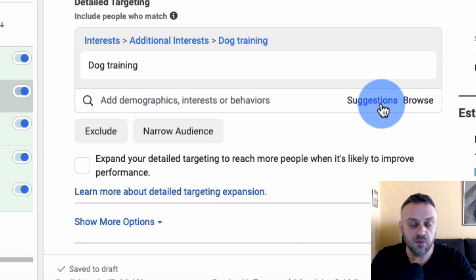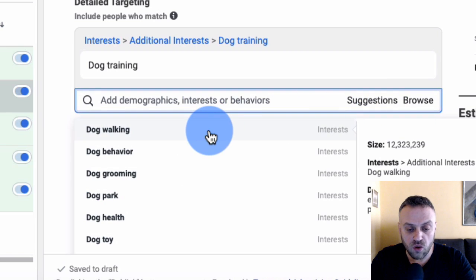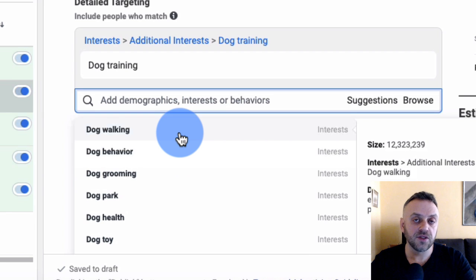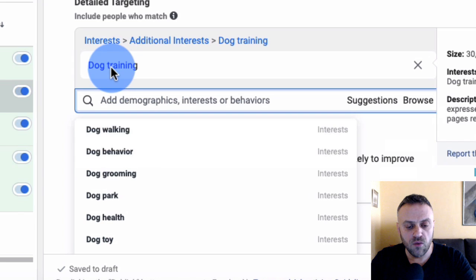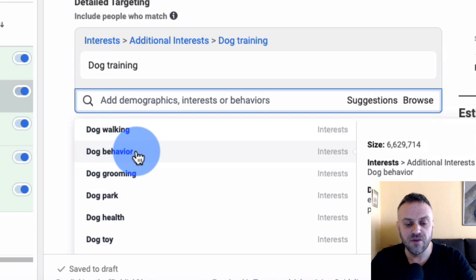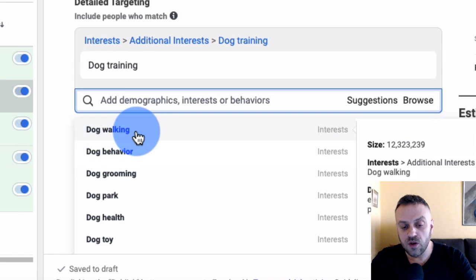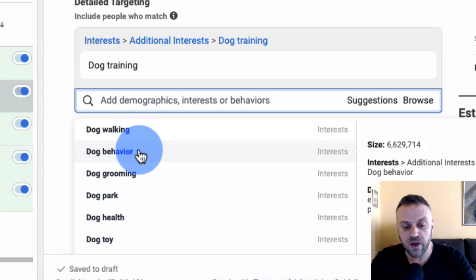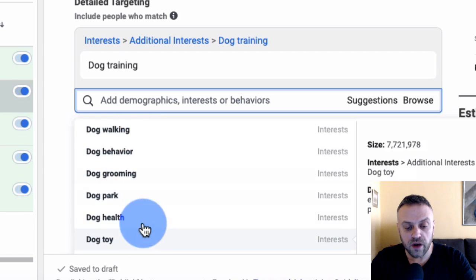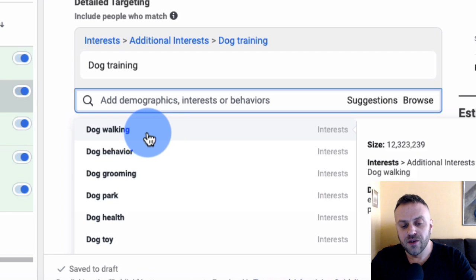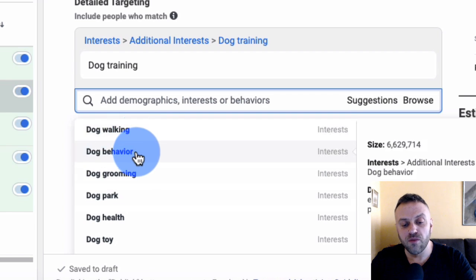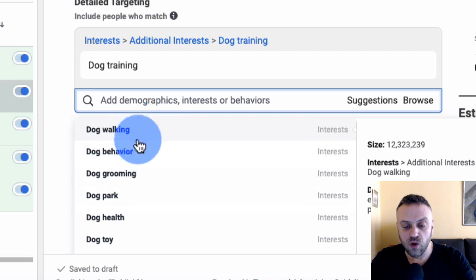So Facebook has a really nifty feature. You basically click on suggestions, and it tells you dog walking, dog behavior. So any of these is going to be fine, right? Because these are basically listed in order of their relevancy. So dog walking is the most relevant one to dog training, and dog behavior is kind of the second most relevant. So you can use any one: dog walking, dog behavior, dog grooming, dog health, dog toy, dog park, right? So I don't know, like dog walking, dog behavior are really cool. You can use one or the other.